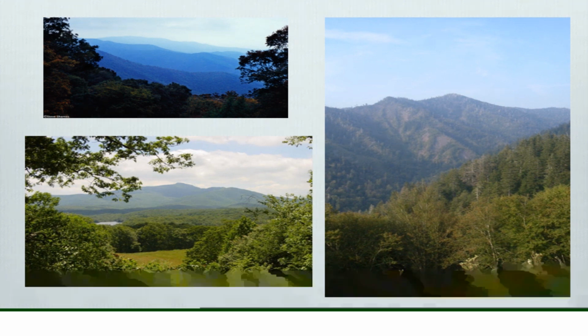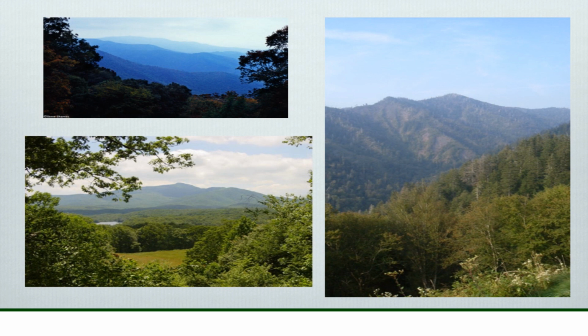The Appalachian Mountains are one of the oldest mountain ranges in the world. Although they used to be very tall, they are much smaller now. Over time, water, wind, and ice have caused them to slowly break down. Now the peaks of the Appalachian Mountains are smooth and rounded.